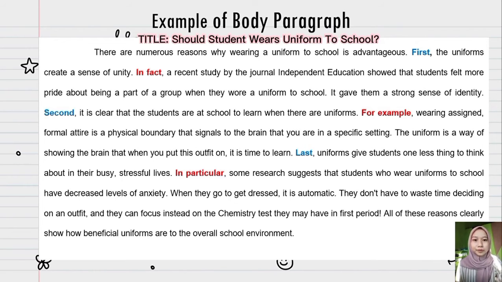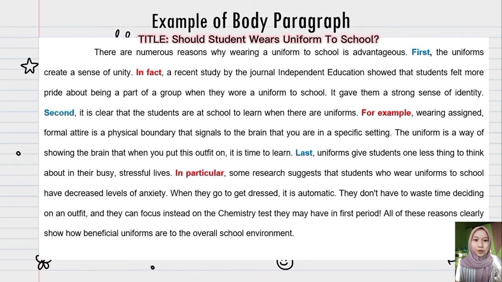Last, uniforms give students one less thing to think about in their busy, stressful lives. In particular, some research suggests that students who wear uniforms to school have decreased levels of anxiety. When they go to get dressed, it is automatic. They don't have to waste time deciding on an outfit, and they can focus instead on the chemistry test they may have in first period. All of these reasons clearly show how beneficial uniforms are to the overall school environment.